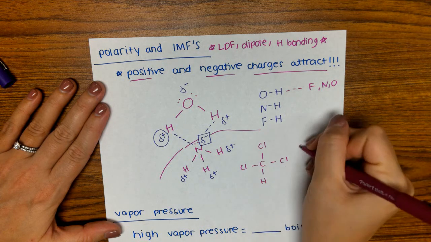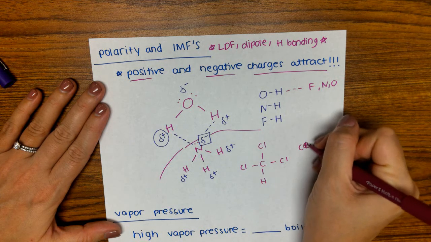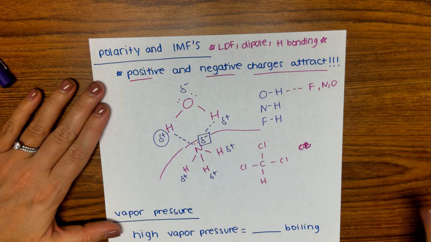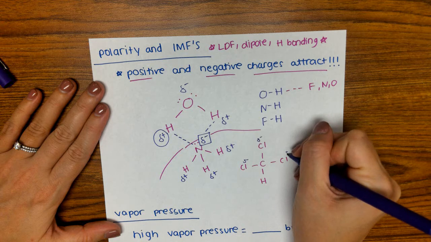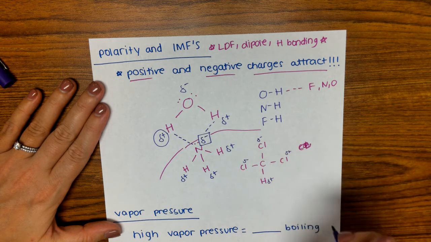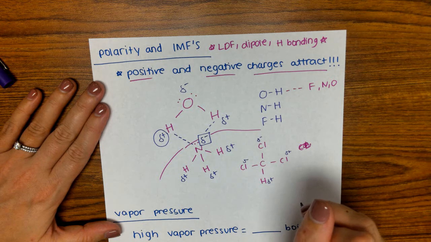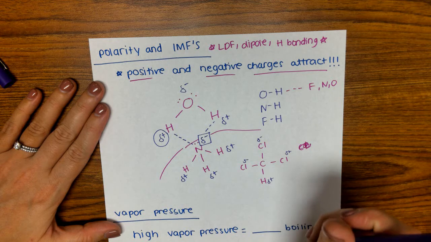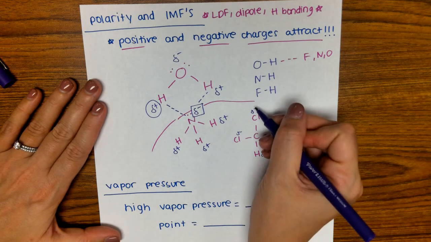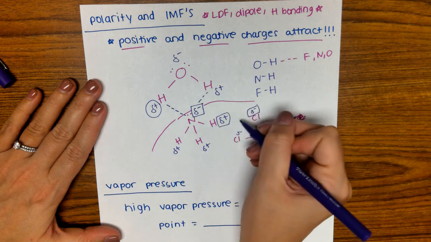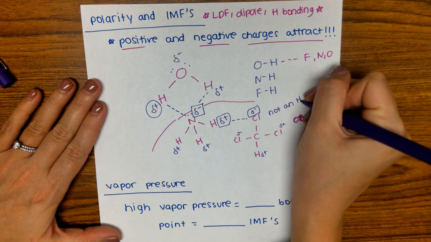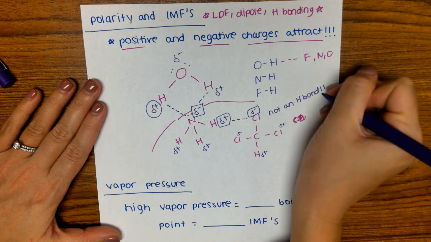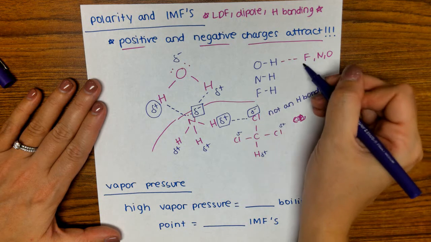Now let's do that. So now that bond is polar, chlorine would be a partial negative and hydrogen is going to be partial positive. And so where's it going with this? Oh yeah, the chlorine and the hydrogen would be attracted to one another, but that is not a hydrogen bond, because that is a chlorine. It's not an F, N, or O.